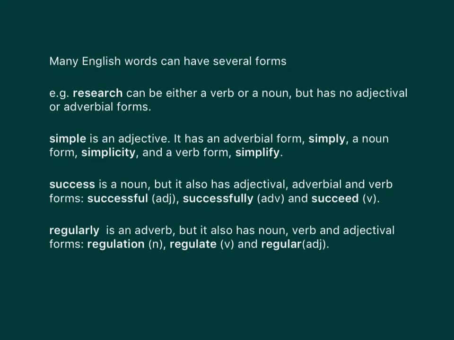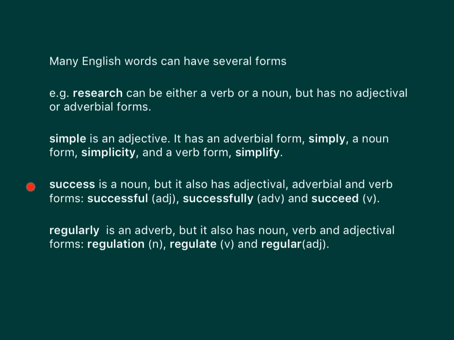Many English words can have several forms. For example, research can be either a verb or a noun, but has no adjectival or adverbial forms. Simple is an adjective. It has an adverbial form, simply, a noun form, simplicity, and a verb form, simplify.